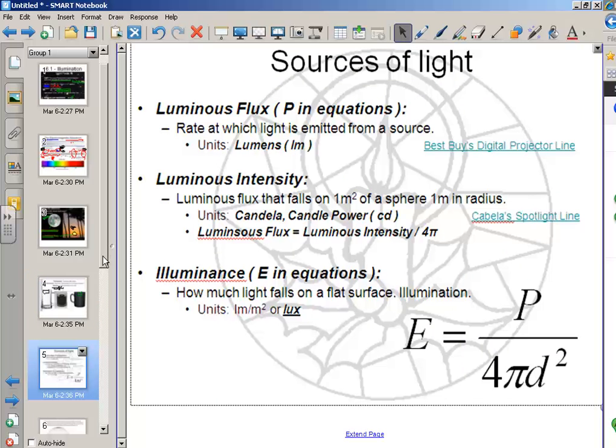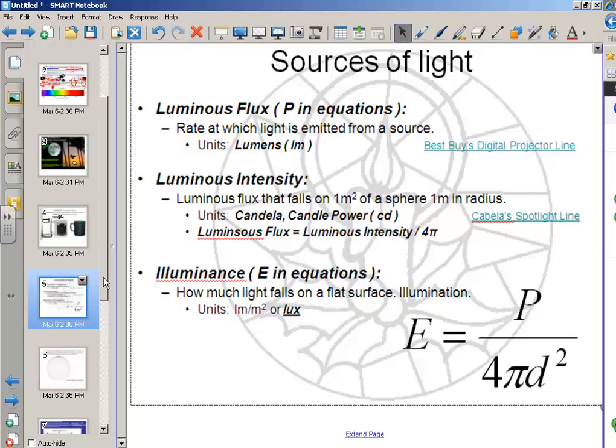Now, sources of light. There are a few different terms we use when we're talking about light. The first two I want to talk about are luminous flux and luminous intensity. Luminous flux is the rate at which light is emitted from a source. Its units are lumens, and we see it in equations with the letter P.